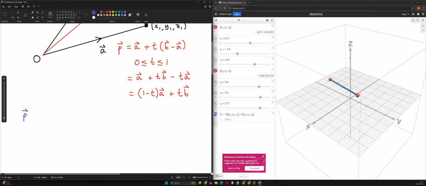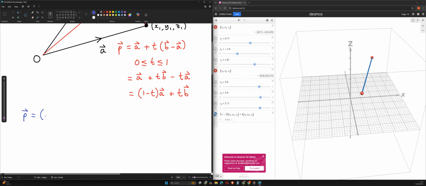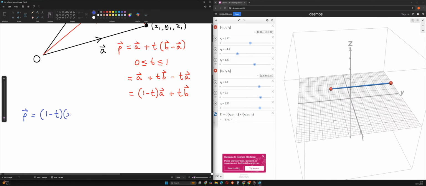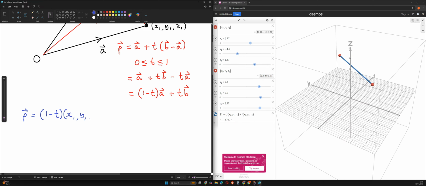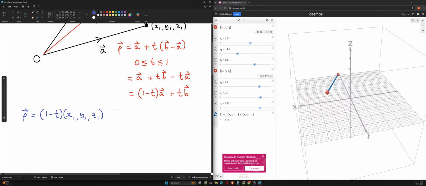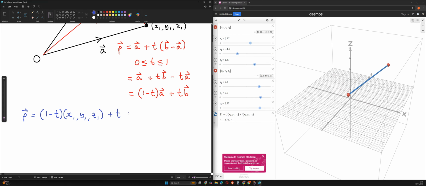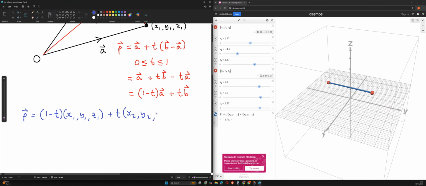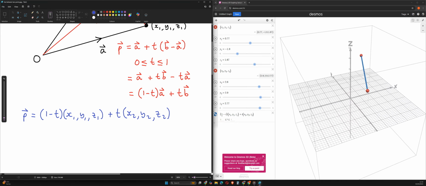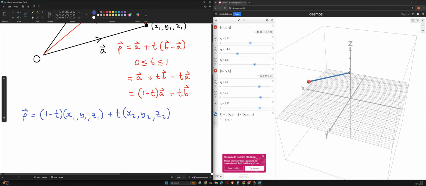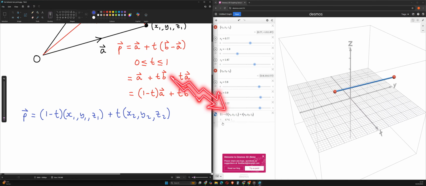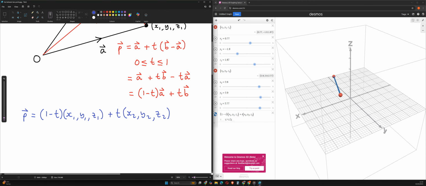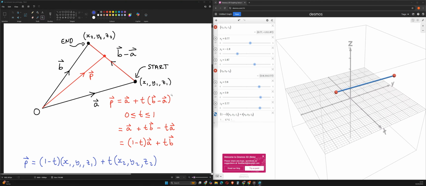That leaves us with P is 1 minus t multiplied by x1, y1, z1 plus t times x2, y2, z2. And that's the same as the equation over here. And as you can see, t lies between 0 and 1. So here are the workings to the left.